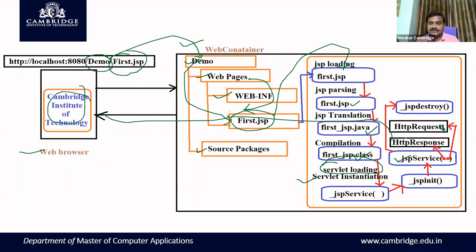After the request and response objects are done, and these two objects are destroyed, then the _jspDestroy method will be called. Then the life cycle of the JSP ends here. So this is about the life cycle of the JSP. Okay, thank you.